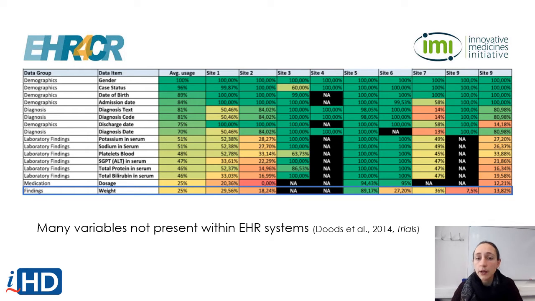So for example, the Electronic Health Records for Clinical Research project, funded by the Innovative Medicines Initiative, has clearly demonstrated that many variables, among which even fundamental ones such as patient weight, are frequently not present within EHR systems. So this figure shows an excerpt from the EHR4CR standardized data inventory, where the availability of the respective items across hospital sites is color-coded. So green indicates that all the data is available, whereas red indicates that no data is available. Black cells indicate that the variable was not even included in the EHR as a standardized structured field. So at the bottom of the table, the final row, you can see the variable weight, and you can see that many of the hospitals have a very low percentage of patient weight recordings.